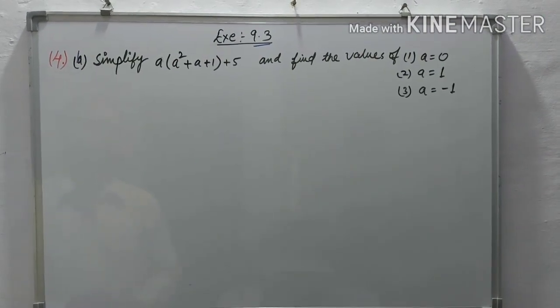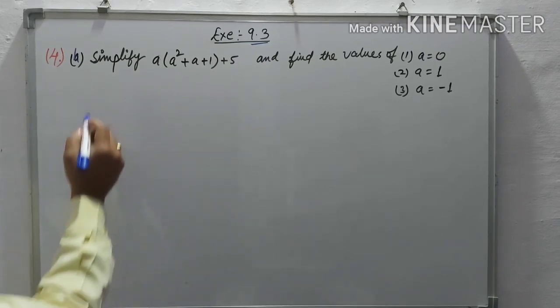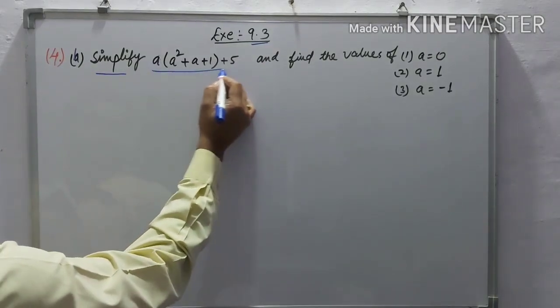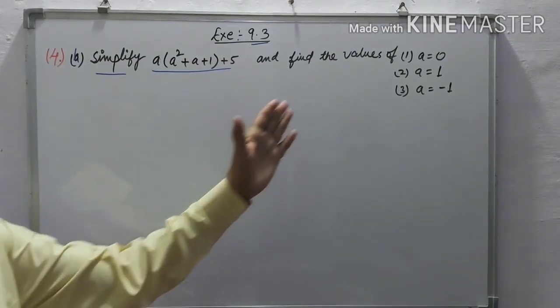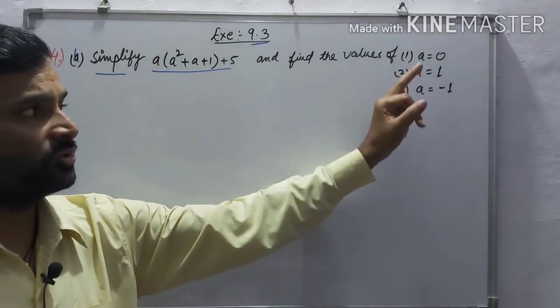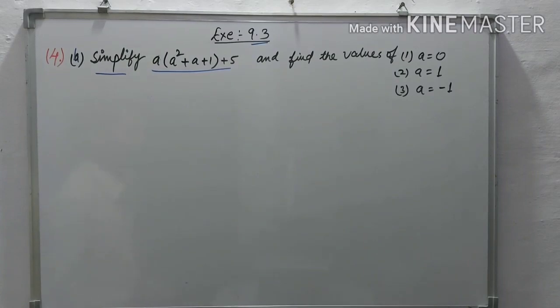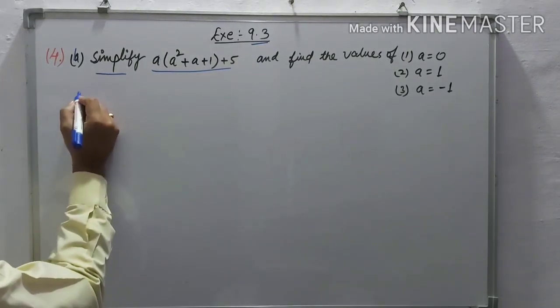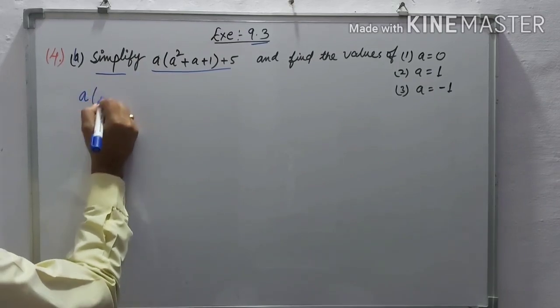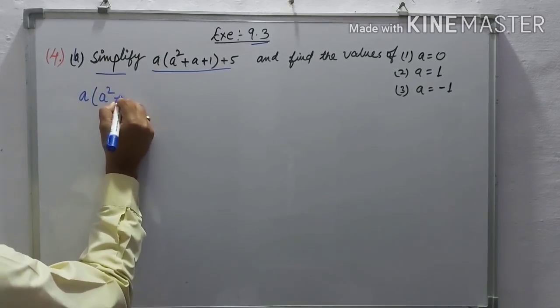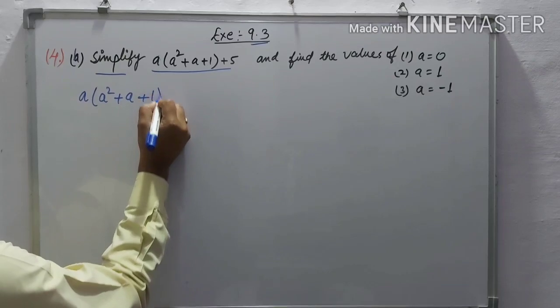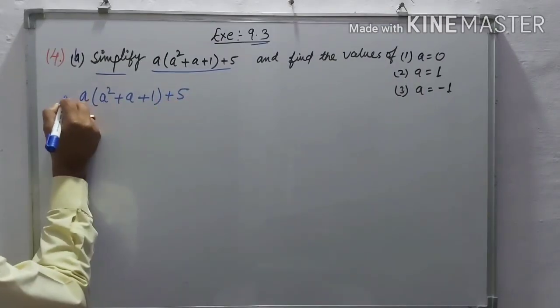Number 4, part B. Similarly to before, we will first simplify the given expression, and then find the value when A is 0, A is 1, and A is minus 1. Okay, so first we simplify: A times the bracket (A square plus A plus 1), and plus 5.